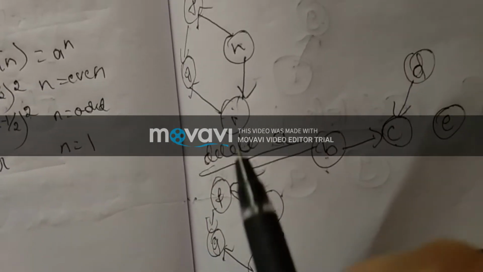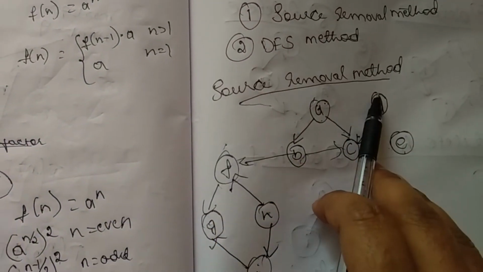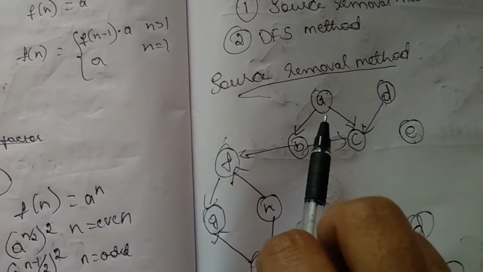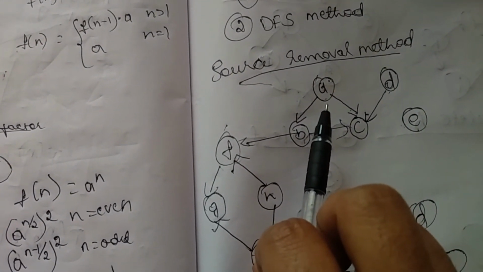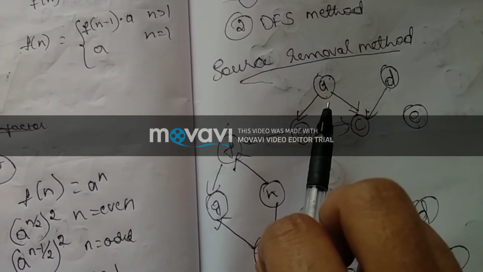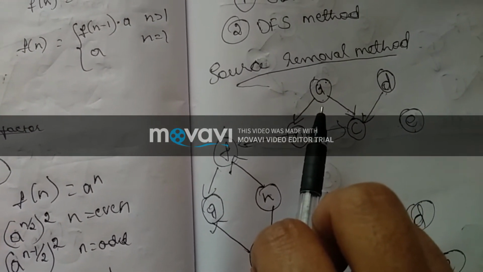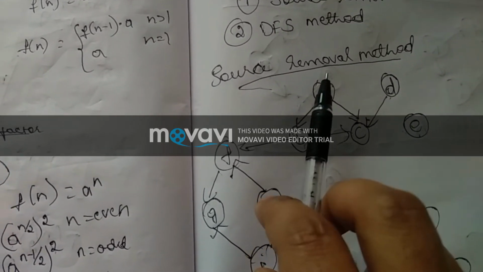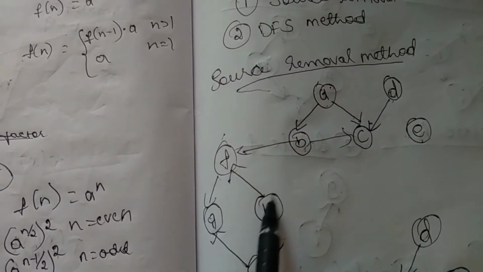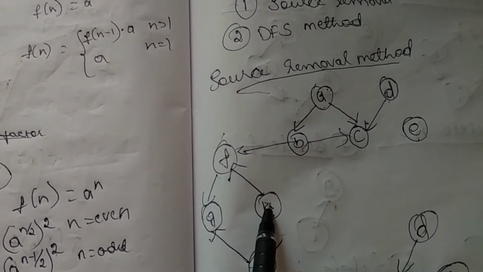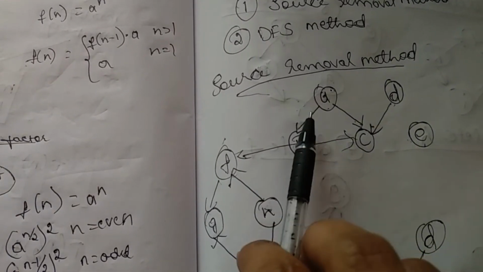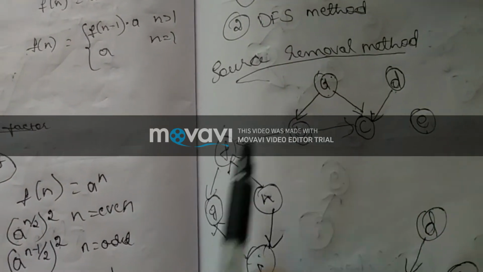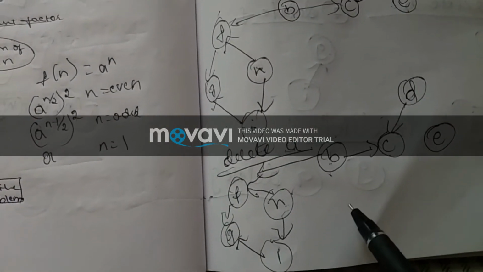See here, I'll just explain it once again. In the source removal method, you have to just remove the vertex which is not having any incoming edges. If two or more vertices are not having any incoming edges, you have to select the vertices arbitrarily according to their order. See here, A, D, E and H are not having any incoming edges, but first according to the arbitrary order, A will come. I'll just remove A and the corresponding edges also should be removed. I have removed A and I got this graph.